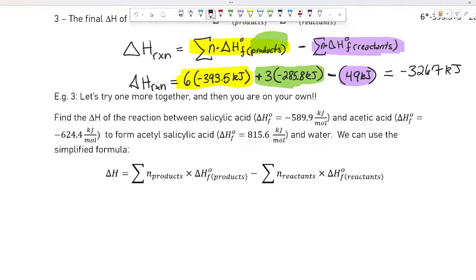So in this case, the reaction is salicylic acid plus acetic acid yields acetyl salicylic acid. If you want to write out the full formula for each, you go nuts, but we're going to stick with this here. Is that fair? And I actually told you the formation enthalpy for each species involved.